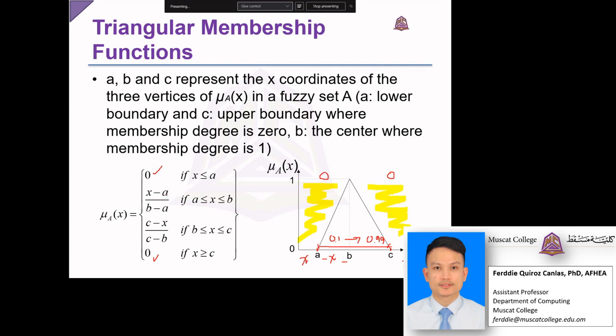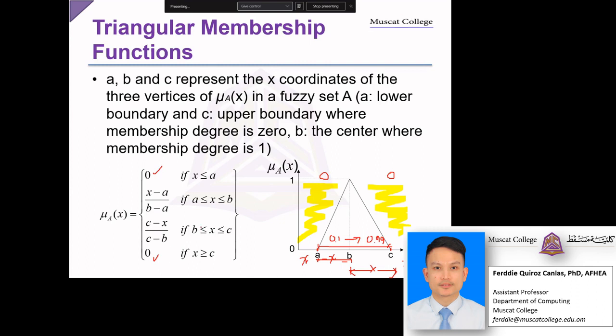X minus a over b minus a. If my value falls here, if my x is between b and c inclusively, then the formula I'm going to use would be c minus x over c minus b. So this will be the formula. If my representation is like this, please remember the representation of this.